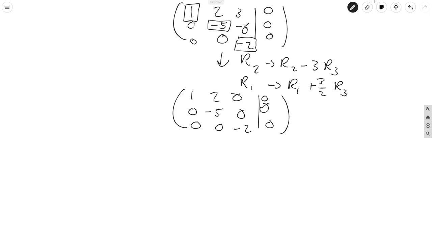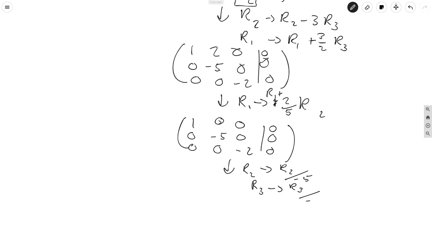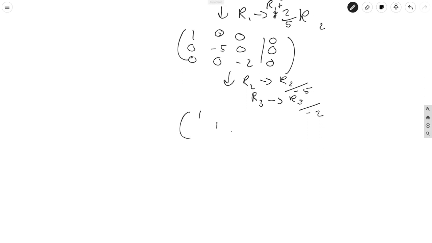And by the exact same reasons, we can send row 1 to row 1 plus 2 fifths row 3. This should be row 2 as well. Okay, so we're adding on 2 fifths of this row. That'll give us a minus 2. When we add on, we'll get 0. So this equation becomes, and obviously the right-hand side isn't changing because they're all zeros, this is what we're left with. Sorry, to be clear, this is a 0, not a 6. And we can divide row 2 by minus 5 to get this entry equal to 1, and row 3 by minus 2. And what we get is 1, 1, 1, across the board, being equal to 0, 0, 0.